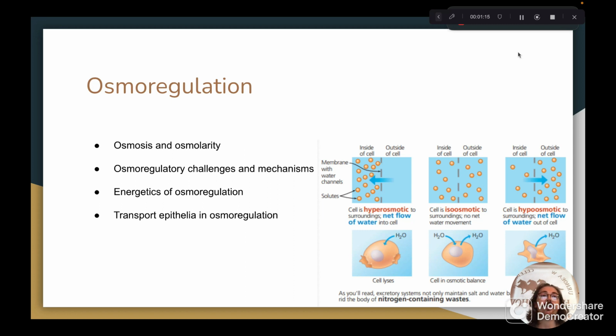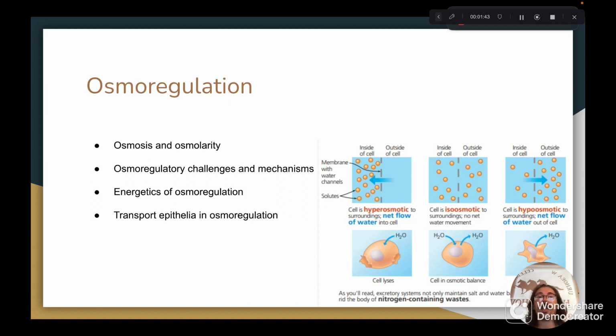Let's talk about some osmoregulatory challenges and mechanisms. Osmoconformation refers to the osmoregulatory mechanism in which an animal regulates its concentrations of water and solutes by staying in an isoosmotic state with regard to its environment. Thus, the animal has no tendency to gain or lose water, and there is no net flow with the environment.